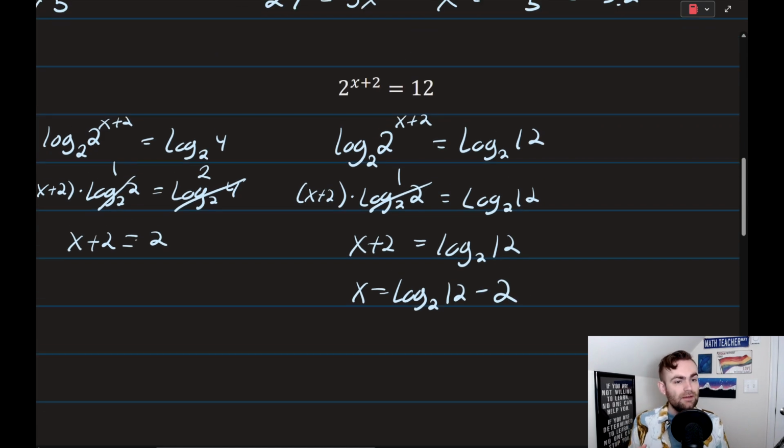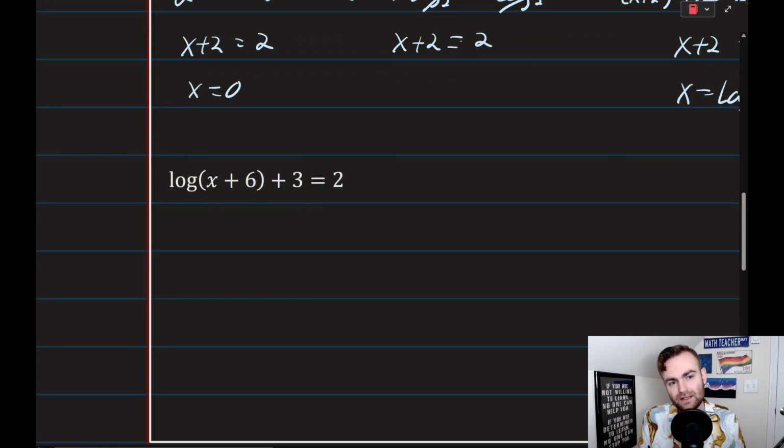For exponentials, we don't have to check the domain because the domain of exponentials is negative infinity to positive infinity. There's not that restriction that logarithms have. So this would be the correct answer in this case as an exact answer. If you wanted an approximate, you could use what you know about logarithms to find out what the approximate value of log base 2 of 12 is, and then subtract 2 from it.